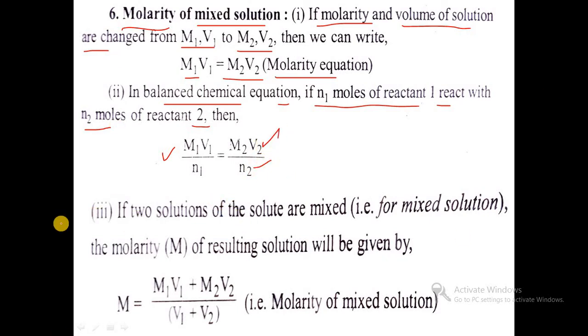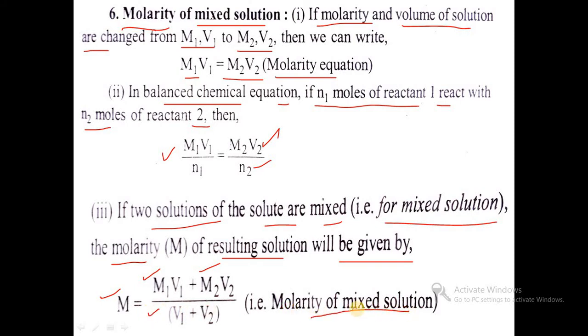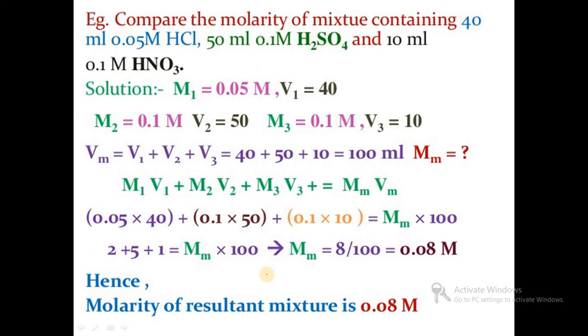Then next formula: if two solutions of the solute are mixed, that is for a mixed solution, the molarity of the resulting solution will be given by M is equal to the summation of M1V1 plus M2V2 divided by the summation of their volumes V1 plus V2, that is the molarity of the mixed solution. So this formula is used to calculate the molarity of mixed solutions. Then we will see some examples.